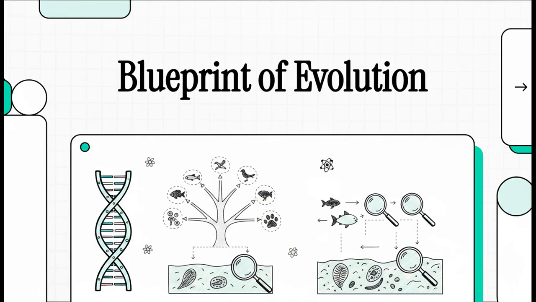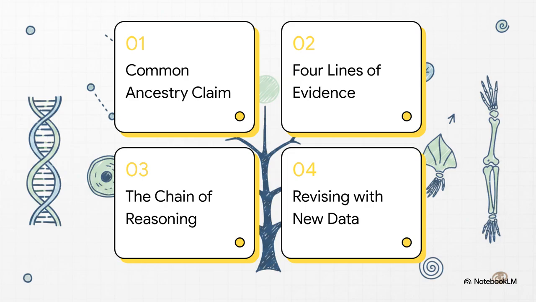Welcome to This Explainer. Today, we're unpacking something absolutely fascinating, the exact scientific blueprint for explaining common ancestry and biological evolution. If you've ever wondered how scientists actually connect the dots between species, not by just guessing, but by building a rock-solid evidence-based case, well, you are exactly in the right place. Okay, let's dive into this.